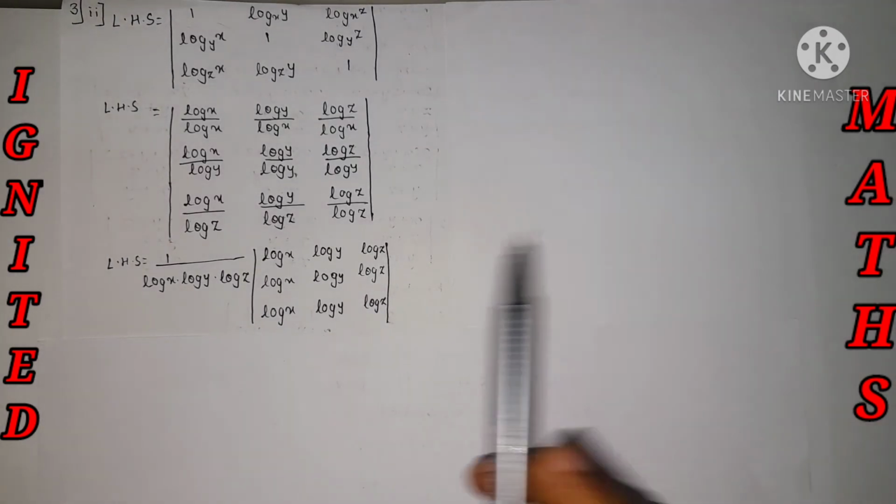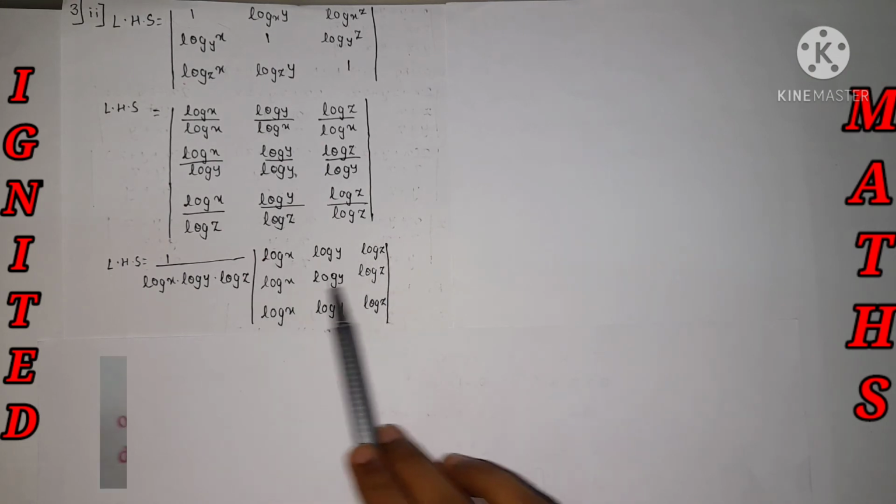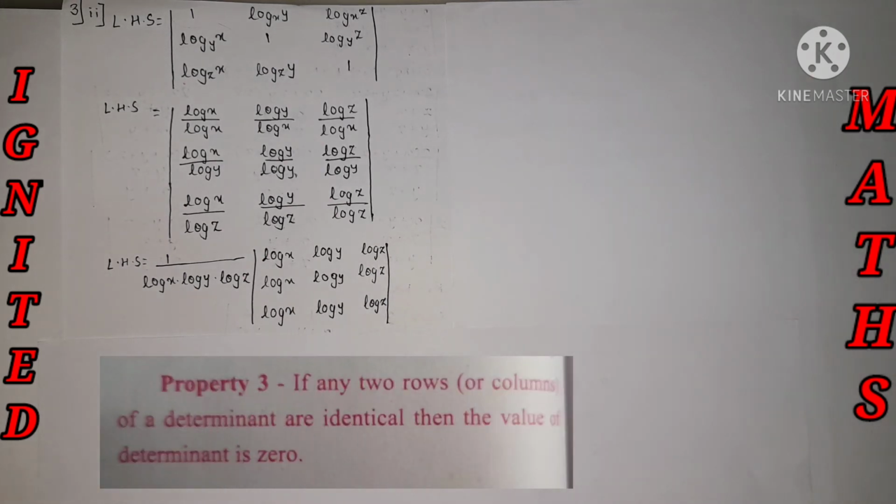Now again we can use a property over here: row 1, row 2, row 3 are identical. The property says that if any two rows or any two columns are identical, then the value of the determinant will be 0.